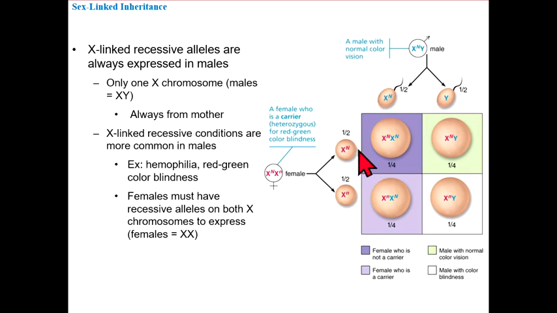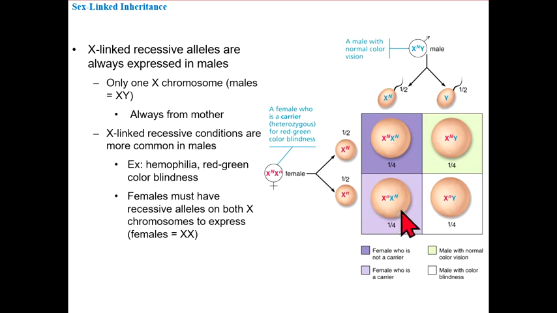So let's cross these two individuals, and of course, half are female, half are male. That's always the case here as far as probability goes. But we see that, let's go through the female genotypes and phenotypes first. This female has normal vision because they're homozygous dominant for normal color vision.